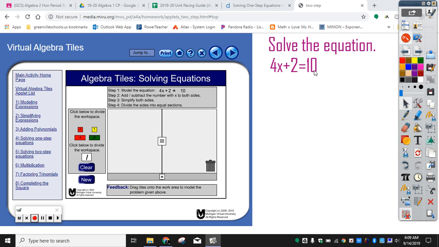So if I represent this equation first by using 4 positive x's, so I have my 4x, plus 2, so I need 2 positive 1's. And then on the right side of my equal sign, I would need 10 positive 1's. So 1, 2, 3, 4, 5, 6, 7, 8, 9, 10.